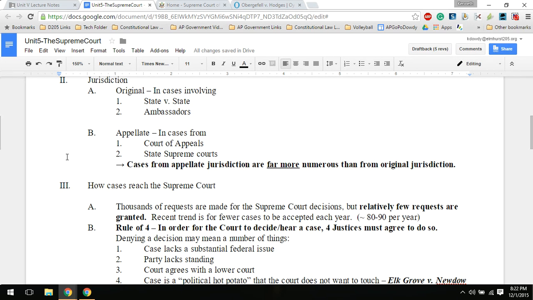So again, the justices, there are no specific qualifications in the Constitution, but most of them are old. Most of them are experienced in the courts at a lower level, not necessarily all of them, and they tend to be relatively moderate, as you need the Senate to confirm. So you can't have a super conservative or a super liberal justice.